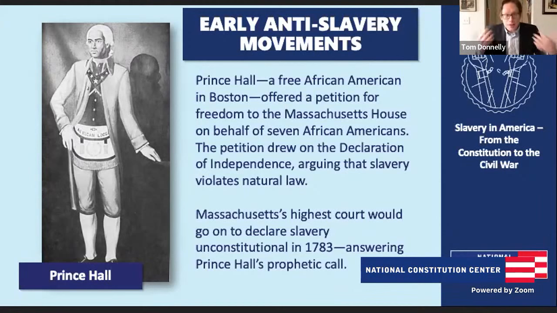His argument is simply this. He says, look at the Declaration of Independence, look at the institution of slavery. One does not go with the other. Slavery violates the values deeply embedded in the Declaration of Independence. It violates natural law. Massachusetts, you must get rid of this institution. You must free these enslaved people. Ultimately, the Massachusetts highest court would go on to declare slavery unconstitutional in 1783.